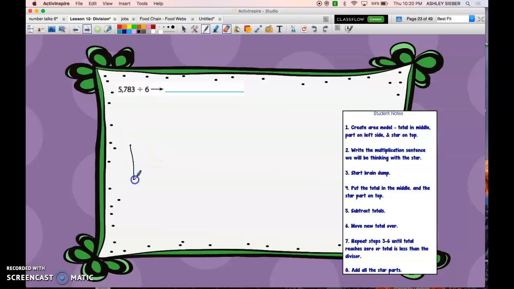Okay, I'm going to start solving. I'm going to create my area model. Total goes in the middle. That's 5,783. The divisor goes on the left and stars on the top. Now I'm going to turn this into multiplication. I know that that's going to be 6 times something, gets me close but not more than 5,783. These are all my star parts.